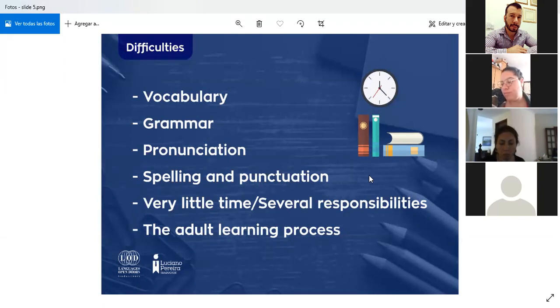So we as teachers need to use different teaching strategies. We cannot use the same methods as when working with children. It's like we have a different target, okay? So we need to approach that target differently.